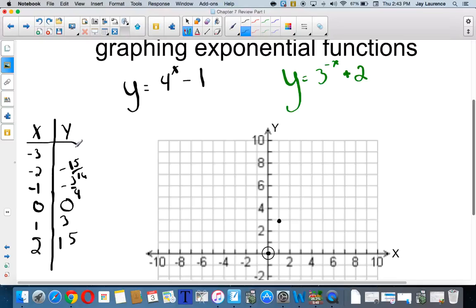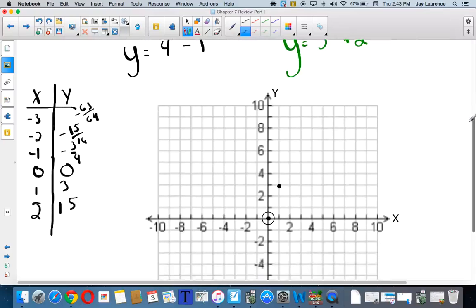It's not a coincidence. And then I think this one is going to be -63/64, which is even closer to -1. And I really like that because I'm going to hug -1. There's going to be an asymptote at y equals -1, but the graph will never touch it. So let's see here. I'll make that asymptote black.